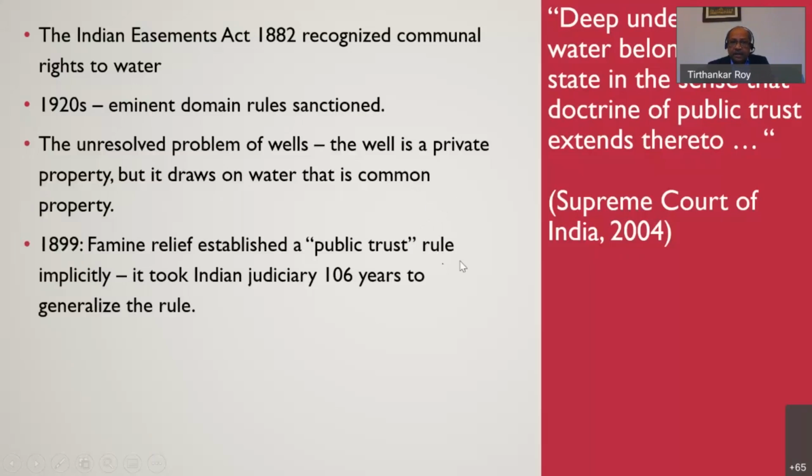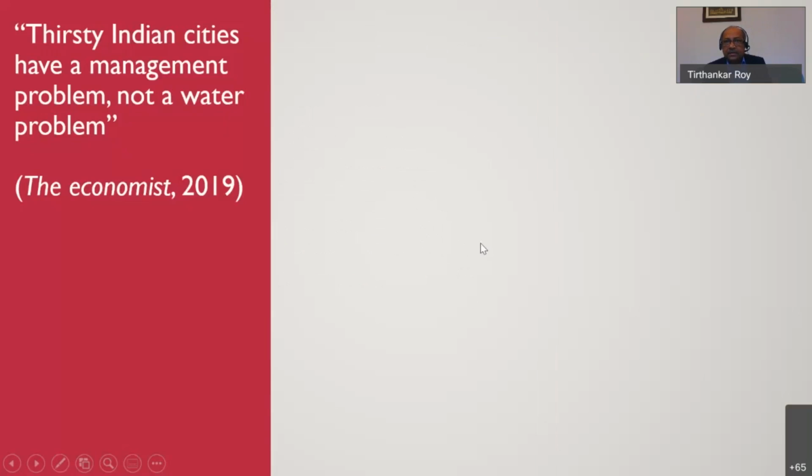The famine relief, as I said, established a public trust in the realm of practice, but it took almost 106 years to generalize that rule. Now, one area where this contradiction has been very serious is cities, and especially the cities after the economic reforms. The cities became a kind of hub of enterprise, but also a kind of focal point of this problem, the contradiction of wells. I'll come to that in a moment.